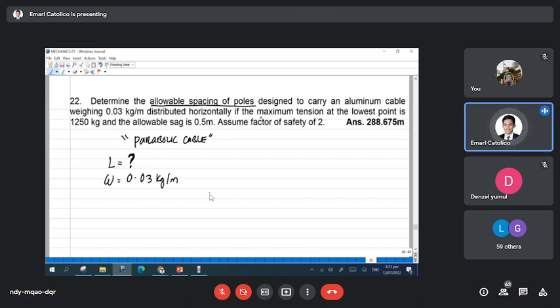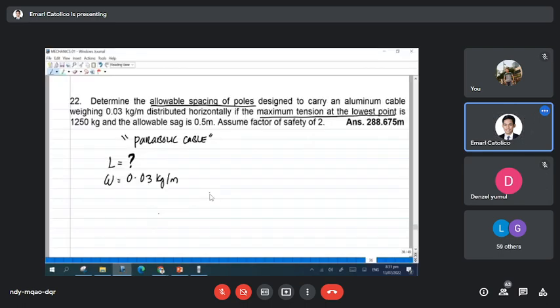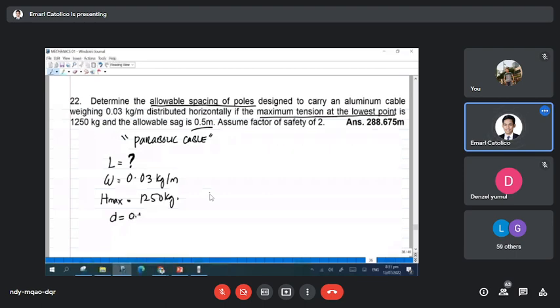Maximum tension at lowest point. What is our symbol when it's at the lowest point? The capital H. Right? Maximum tension at lowest point. This is already its lowest point. So H is 1,250 kilogram. Then we have sag. Our symbol for sag is small d, which is 0.5. Then we also have a factor of safety of 2.